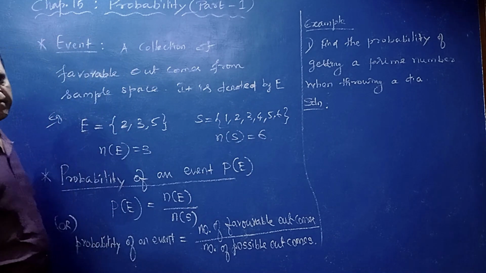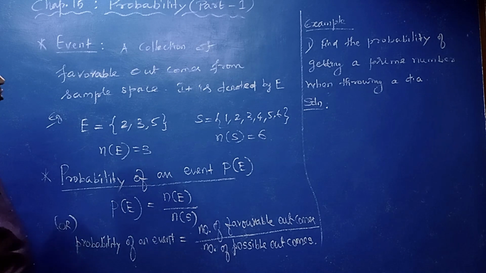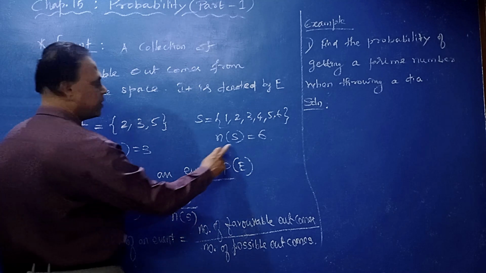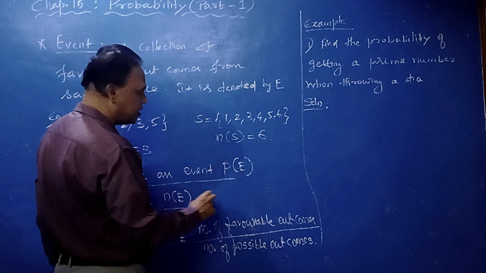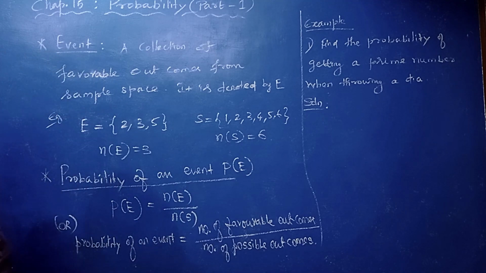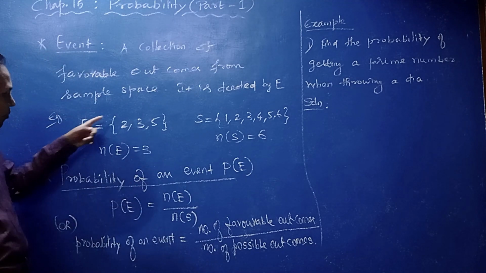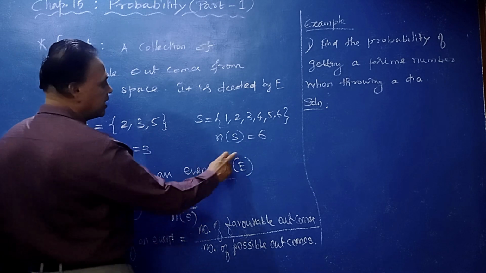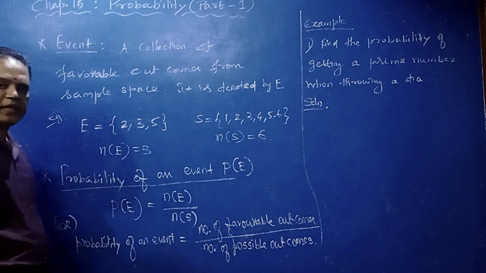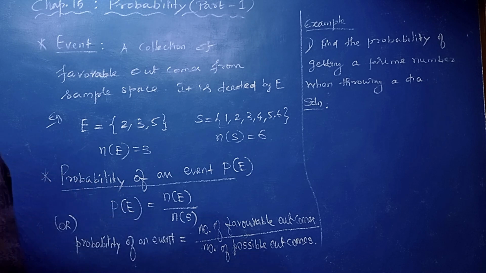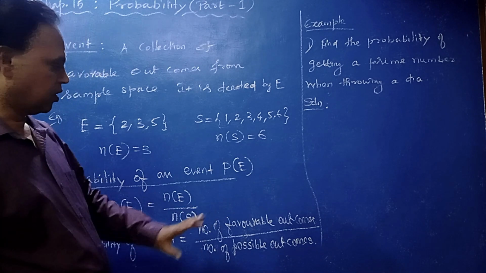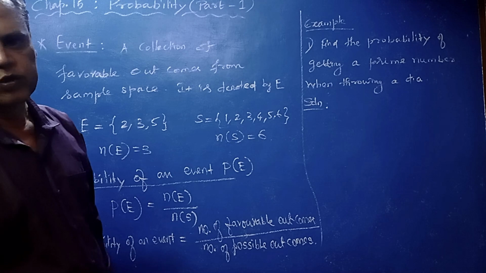You have to count number. Okay. So next we will see probability of an event, that is P of E. It is denoted by what? P of E. P for probability, bracket means of, E means event. Probability of an event, that is P of E, equal to number of favorable outcomes divided by number of possible outcomes. Okay, that is the formula.